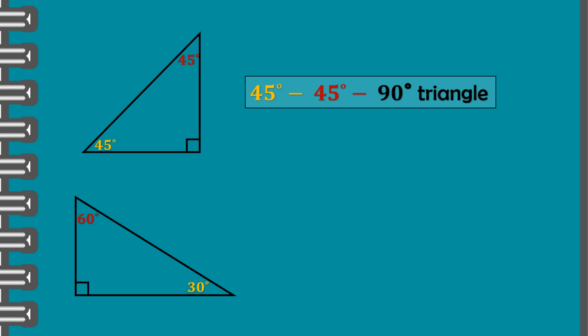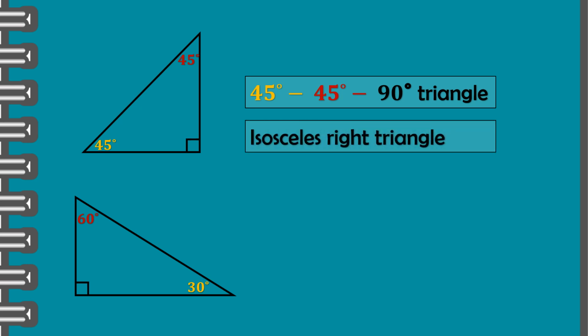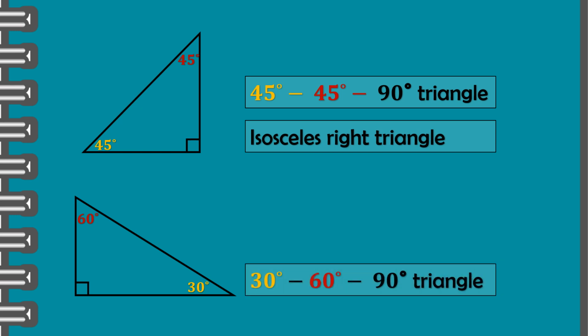45-45-90 triangle. As you can see, the angles formed in the first triangle are 45 degrees, 45 degrees, and 90 degrees. Since the two legs of this right triangle are also equal, we can also say that this triangle is an isosceles right triangle. The second triangle is named as 30-60-90 triangle. That's because the three angles formed are 30 degrees, 60 degrees, and 90 degrees.